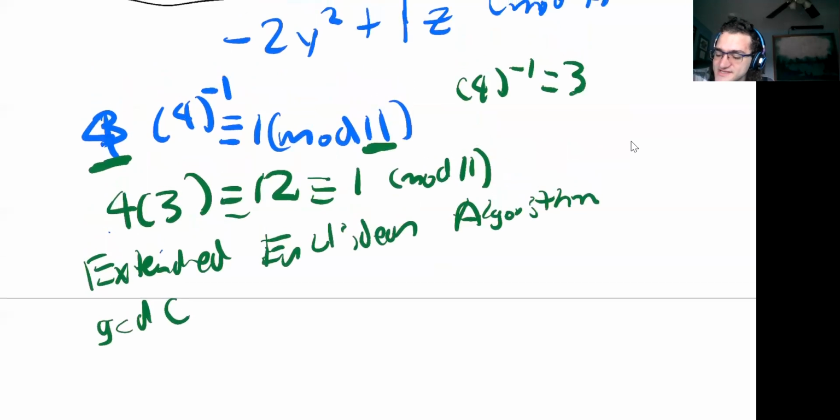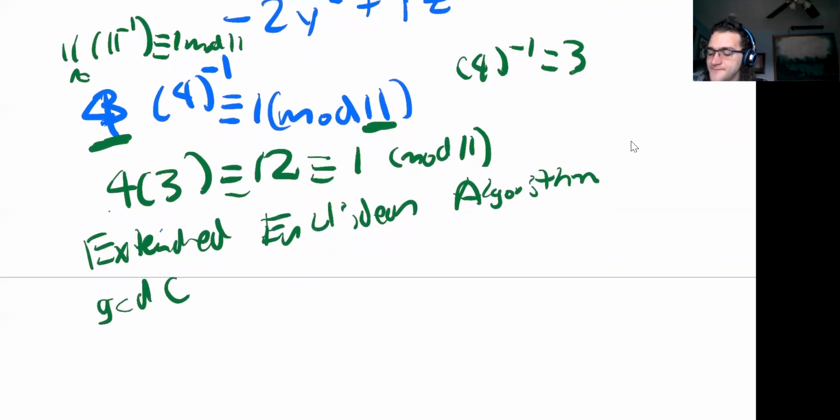So I couldn't find the inverse, say, of 11, right? Because if I'm taking 11 times what is equal to 1 mod 11, well, whatever I multiply by, I'm still going to get this to be equal to 0, right? Because I'm multiplying by 11. So I can't have inverses if these things are not co-prime. But say for this, they are, 11 and 4, so I'll take the GCD of 11 and 4.